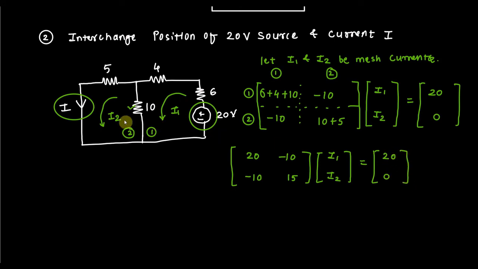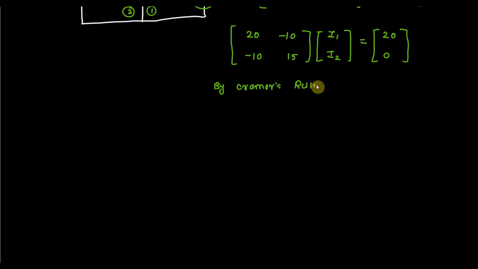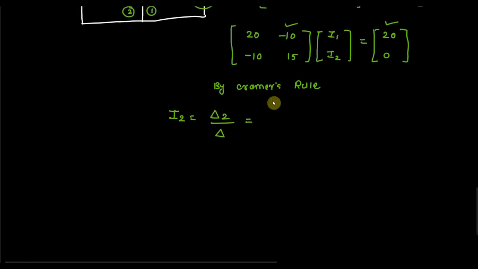Now what is our aim? Our aim is to find out this current I, and if you see the network, this current I is same as I2. So our aim is to find out this current I2. So for that I will apply the Cramer's rule. By Cramer's rule, I2 is equal to simply delta 2 by delta. So how you get the delta 2? Replace this voltage matrix in the second column of the impedance matrix. So I will get that answer.